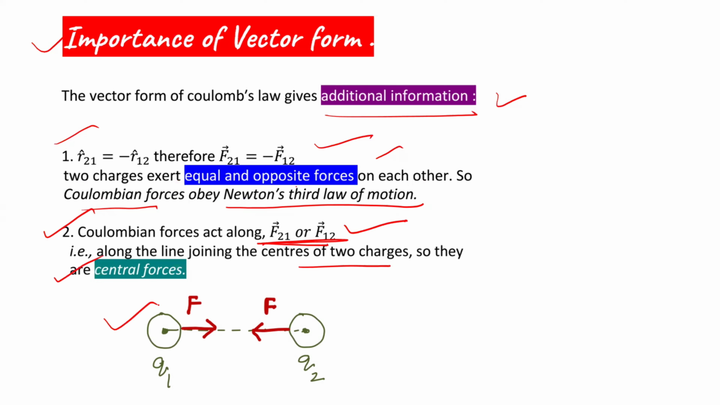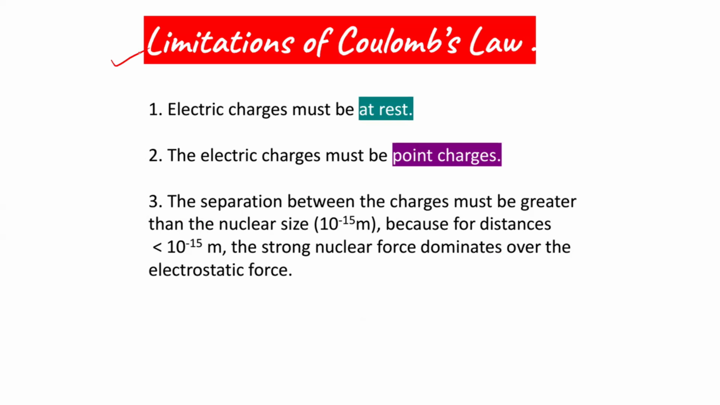As you can see in this diagram, this is the line joining the center of the two charges. So forces are applied along this line joining the centers. Similarly, here there are two charges q1 and q2 at a distance r. So if F is 2 Newton, then this is also 2 Newton. Now, what are the limitations of Coulomb's law?